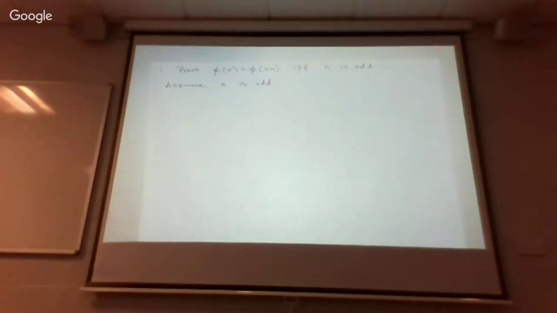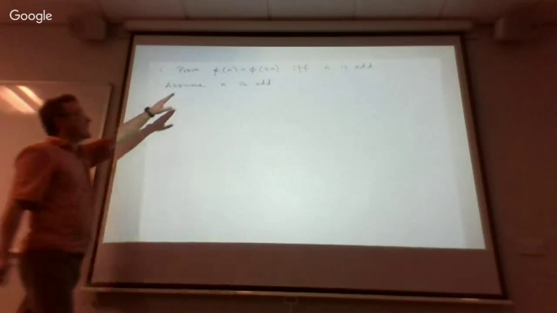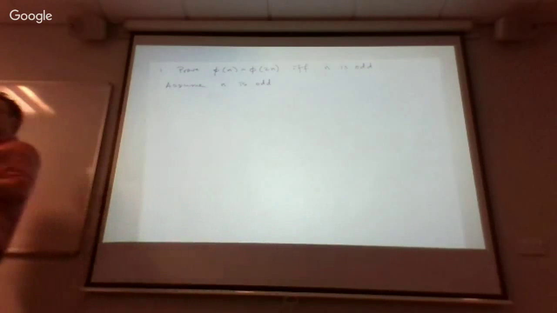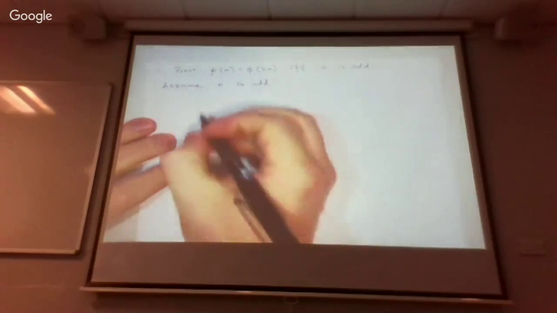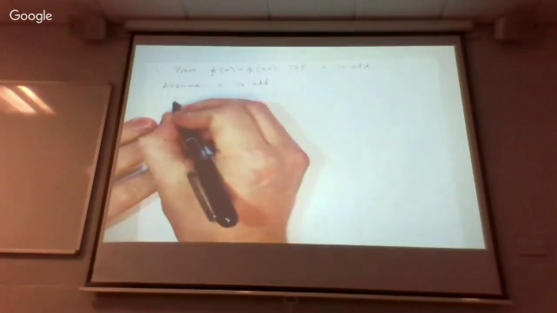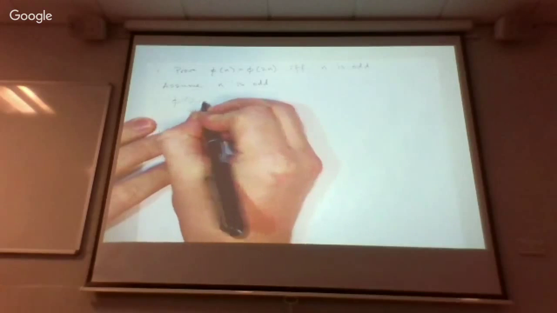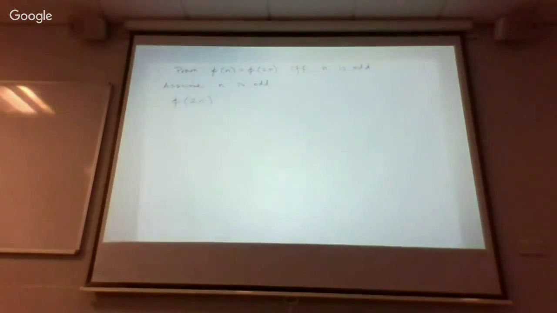Assume that n is odd, and then we'll be trying to establish that phi(n) is equal to phi(2n). Now, please do stop me at any point if you want clarification on any of these points. So we'll consider phi(2n). Now what can we say about phi(2n)? We know that n is odd.